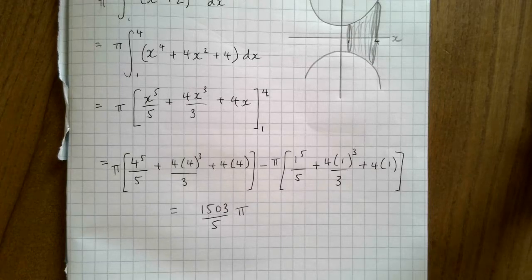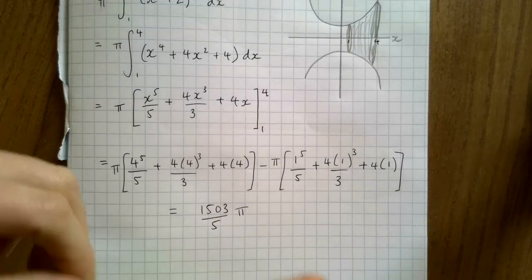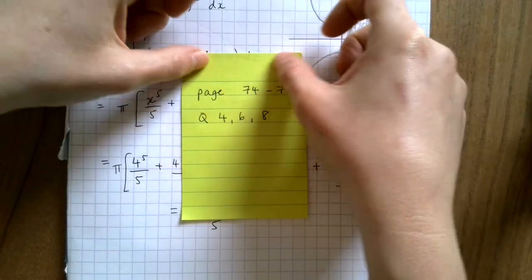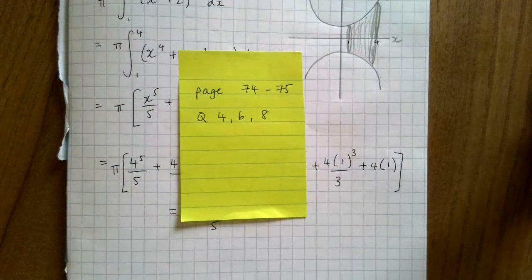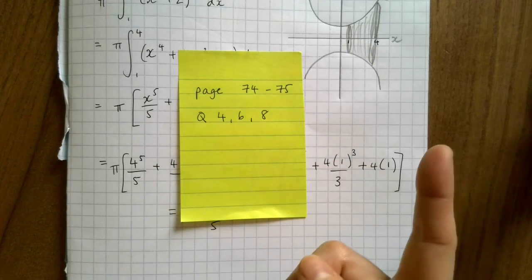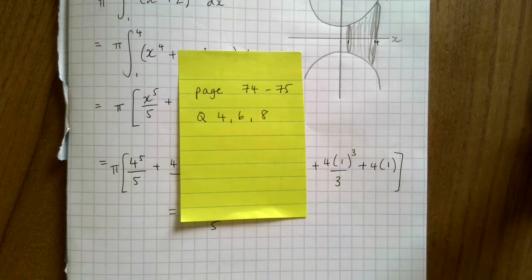Great, so let's start by just having a go at some simple questions. If you go to your Core Pure textbook, then doing questions 4, 6 and 8 on pages 74 and 75 would be a good start. And then next lesson, we'll have a think about rotating things around the y-axis.